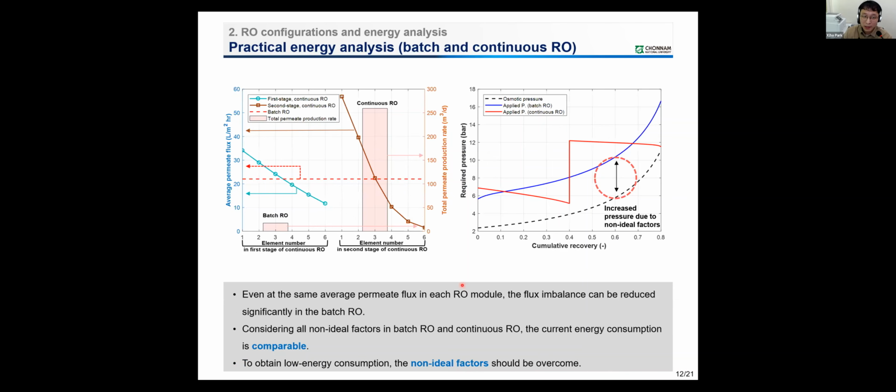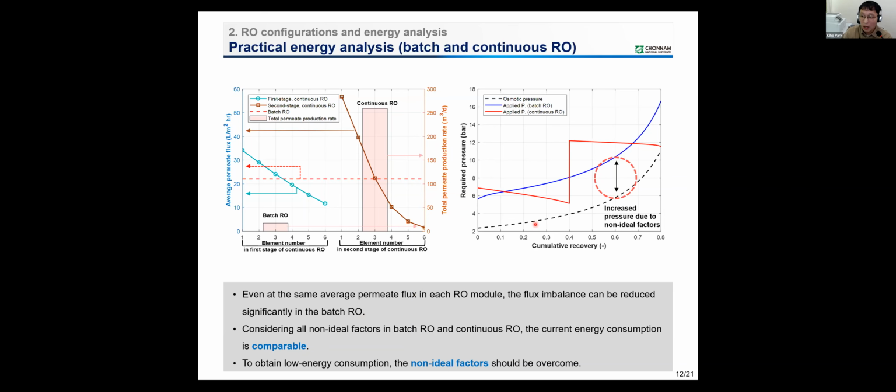So this is the practical energy analysis result comparing the batch RO system and the continuous RO system. We fixed the same average permeate flux in each RO module for fair comparison. As you can see, for the batch RO configuration and the two-stage RO configuration, the flux imbalance in each RO module can be reduced significantly in the batch RO configuration.